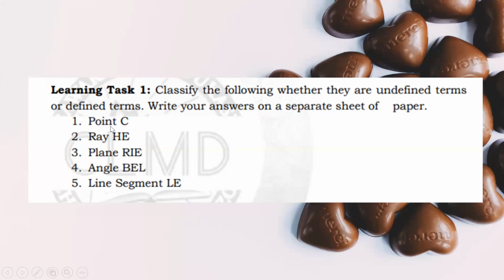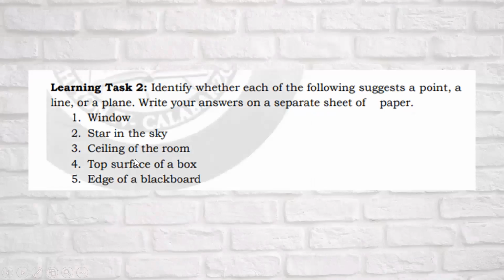We only have 2. Number 1, point C. So point. So that is undefined terms. Ray HE. Ray is not an undefined term because we only have 3 undefined terms, point, line, and plane. Therefore, number 2 is defined terms. Number 3, plane RIE. So since this is a plane, plane is undefined terms. Okay. So I'll leave 4 and 5 for you.